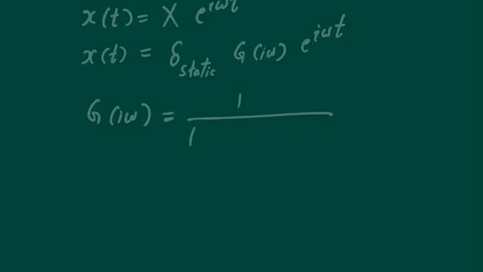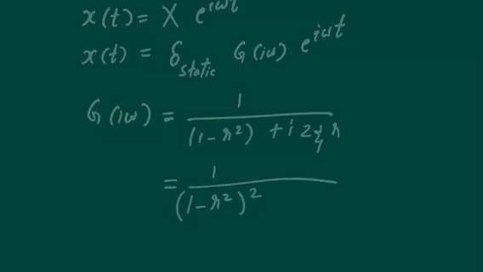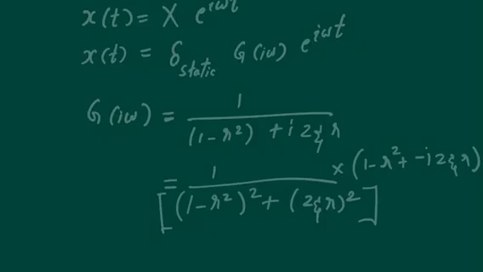1 divided by 1 minus r square plus i 2 zeta r. Now if we multiply the numerator and the denominator with the complex conjugate, then we will arrive at a more useful relation, where we can write this as 1 minus r square whole square plus 2 zeta r whole square, this getting multiplied by 1 minus r square minus i 2 zeta r. Make sense?